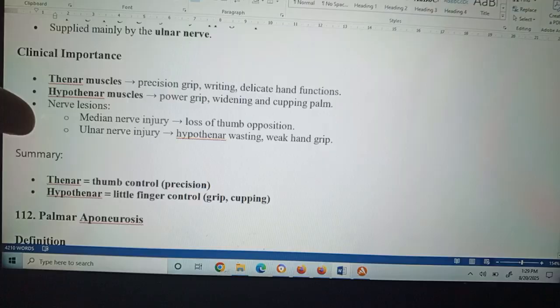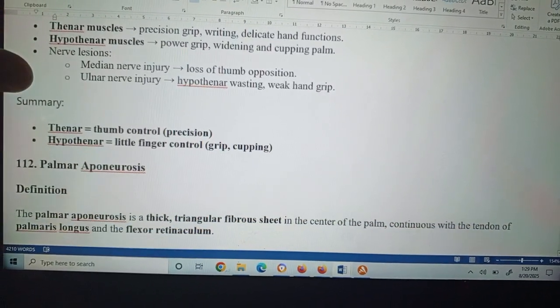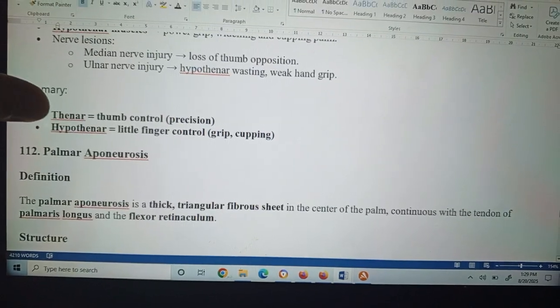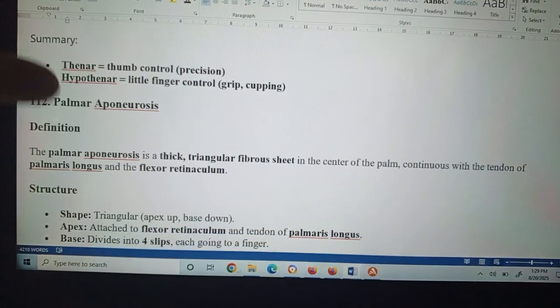Thenar muscle: precision grip, writing, delicate hand function. Hypothenar: power grip, widening and cupping the palm. Median nerve injury leads to the loss of thumb opposition. Ulnar nerve injury: hypothenar wasting, weak hand grip.